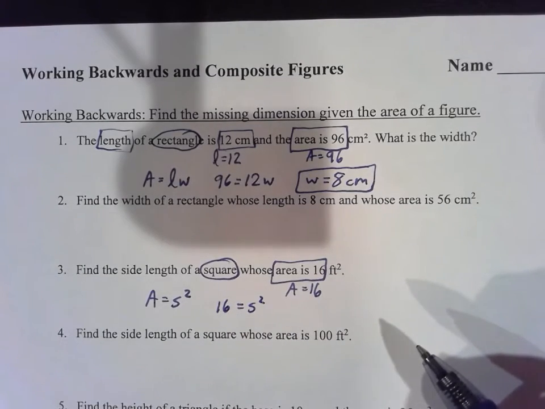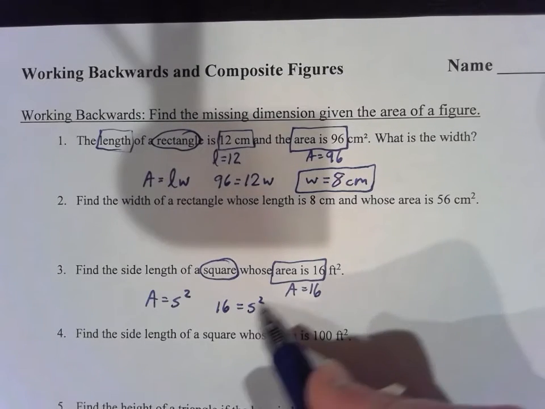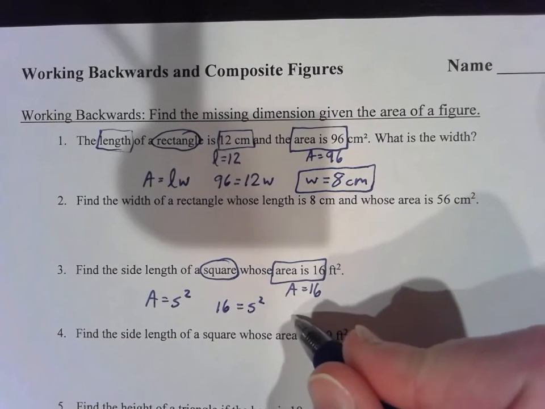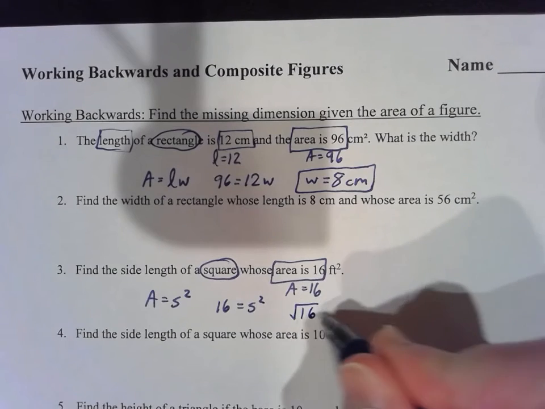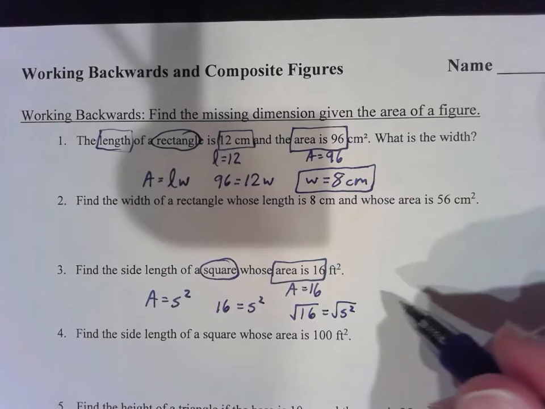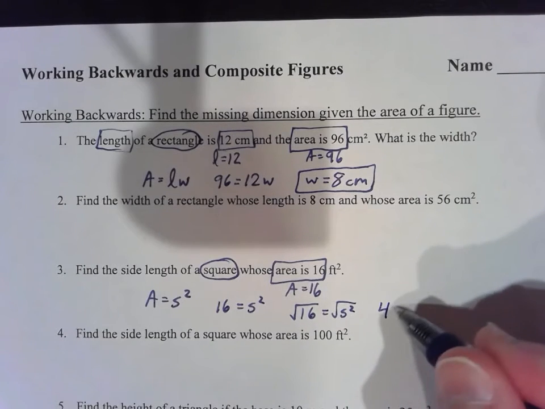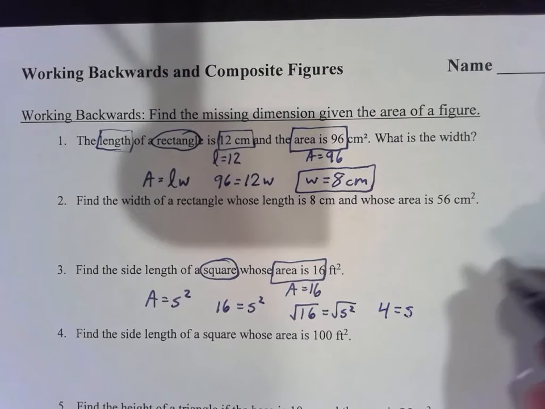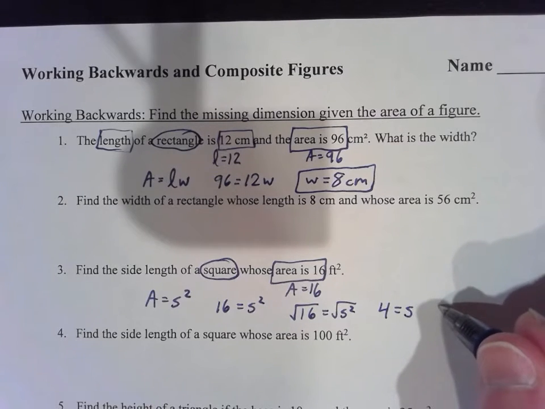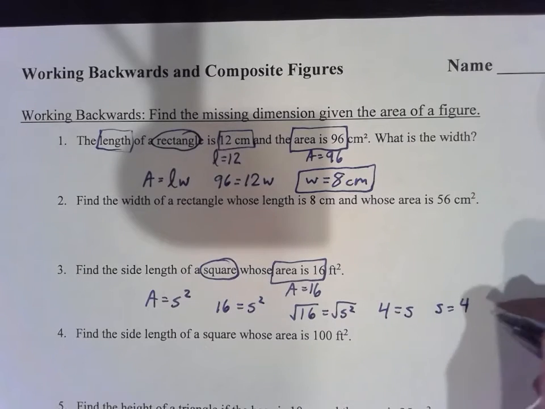and then the opposite of squaring S is to do the square root. So I need to do the square root of 16 to figure out S. And square root of 16 is 4. So my side length is 4, and I see the label is feet.